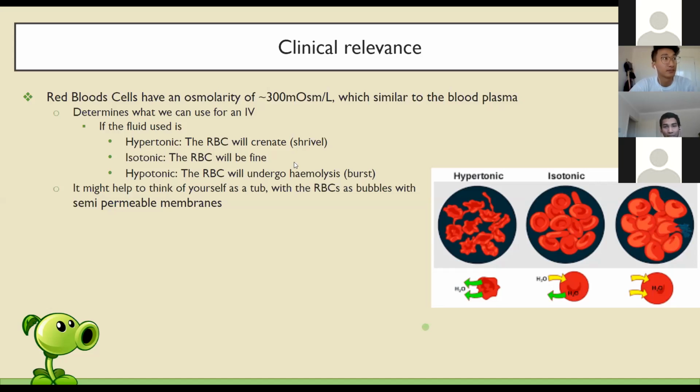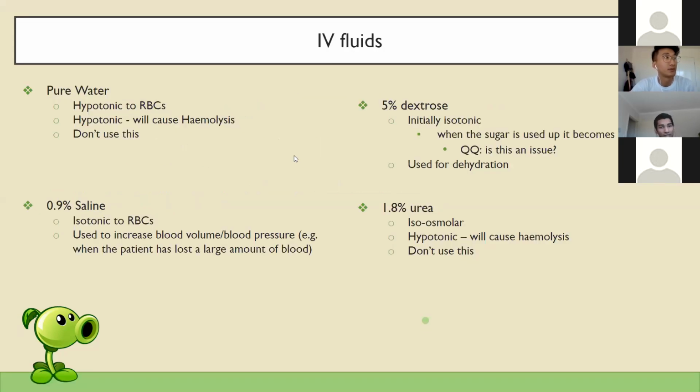What's next? IV fluids. Chris likes to talk about four of them: pure water, 5% dextrose, 0.9% saline, and 1.8% urea. This is what you inject into a patient. The weird percentages are just what it takes to get them to be isotonic with your bloodstream. Pure water is the only one which isn't isotonic. It's actually isoosmolar, not isotonic. My bad.